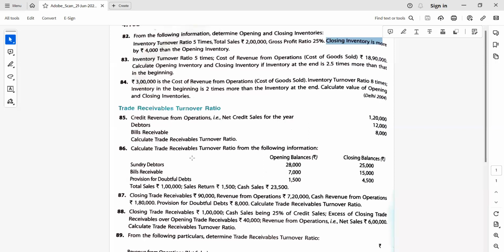Sir, I'm getting 11,000. Okay, your answer is 11,000. So what have you done in this question? I found average trade receivable, opening trade receivable plus closing trade receivable divided by 2. Opening trade receivable is 7,000. Where did you find this opening trade receivable? In bills receivable. That is not correct.